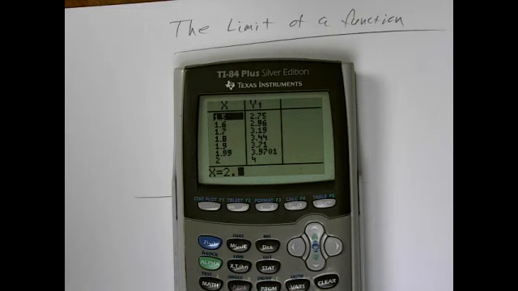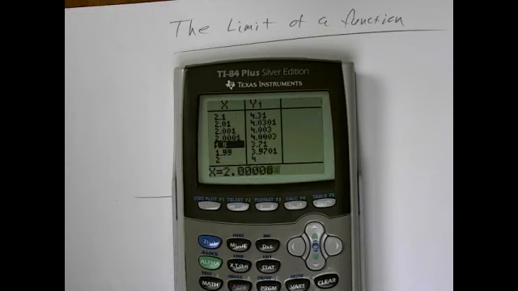I went 2.1, 2.01, 2.001, 2.0001, and if I keep adding zeros, notice what's happening. The same thing is happening as you come in from the upper side of 2 as happened when you came in from the lower side of 2. When you get so close to 2 that the calculator can't tell the difference on the x, then the y gets so close to 4 that the calculator has a hard time telling the difference.